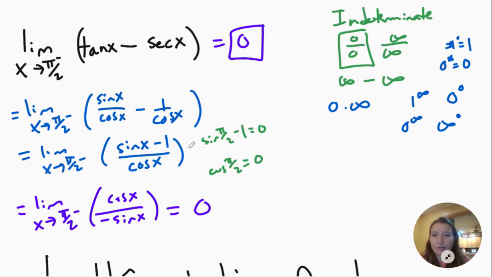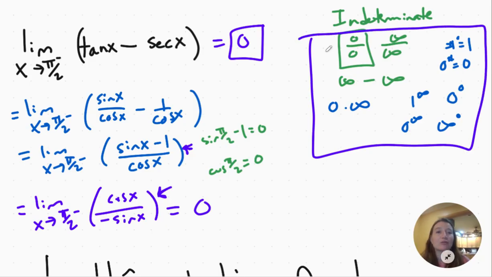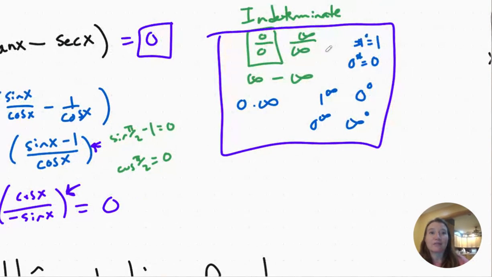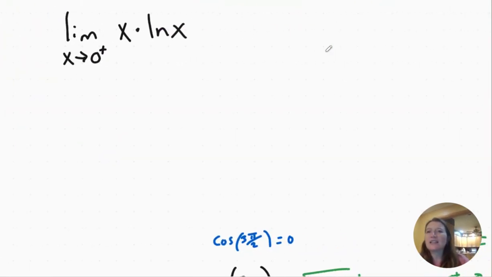I had 0 over 0 as an indeterminate form, and I took the derivative of the top and bottom. That part stays the same. What changes in these advanced applications, like how do we deal with these other crazy indeterminate forms? What changes is that we're going to be clever in trying to come up with a fraction that will give us a 0 over 0 or infinity over infinity indeterminate form, so we can use L'Hopital's rule as we know it.